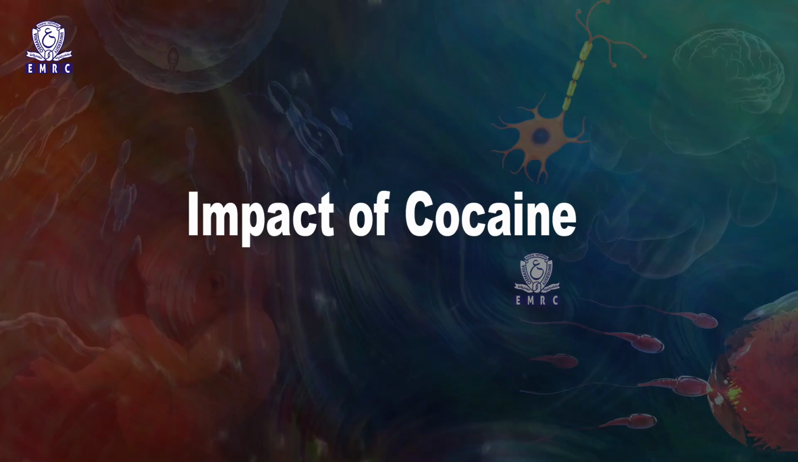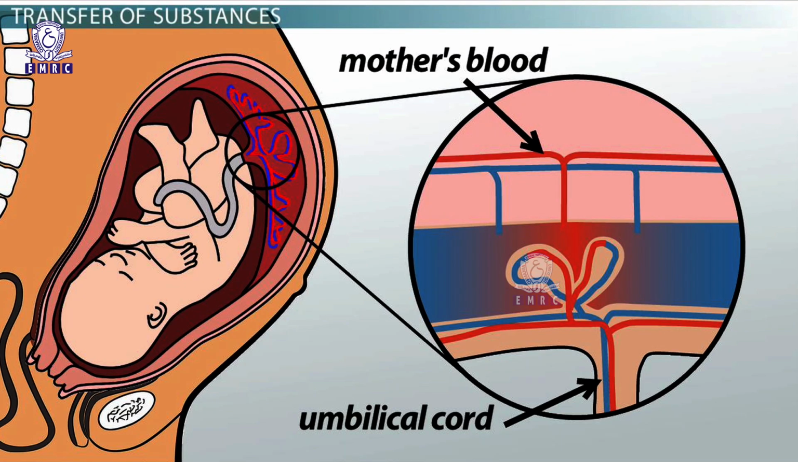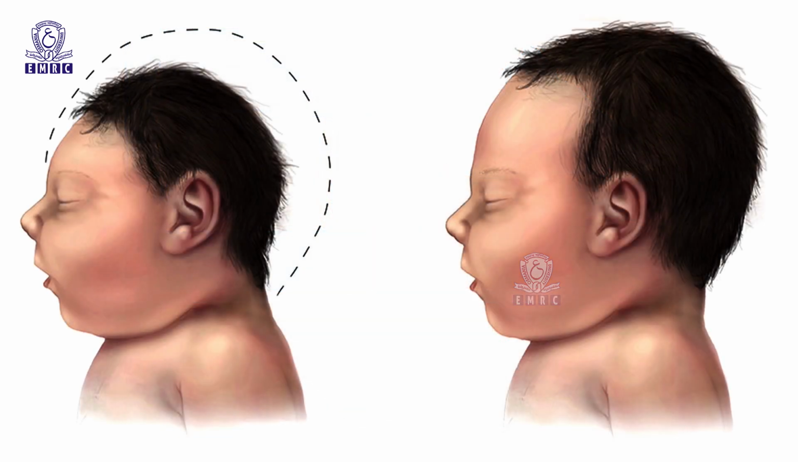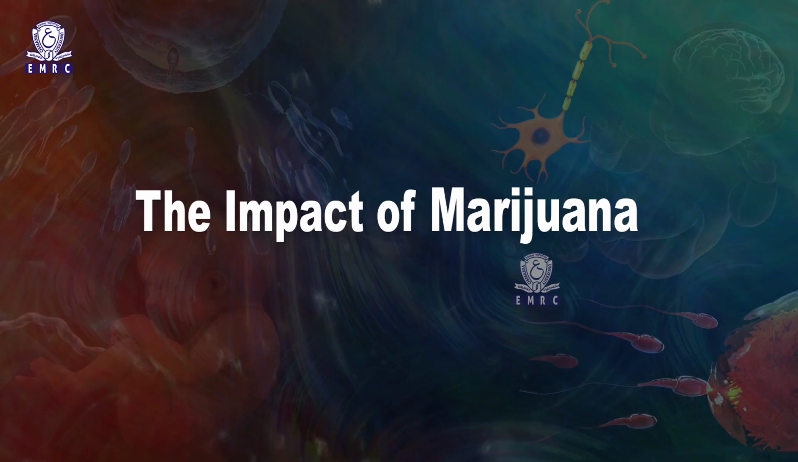Impact of cocaine. Does cocaine use during pregnancy harm the developing embryo and fetus? A recent research study found that cocaine quickly crossed the placenta to reach the fetus. The most consistent finding is that cocaine exposure during prenatal development is associated with reduced birth weight, length, and head circumference.